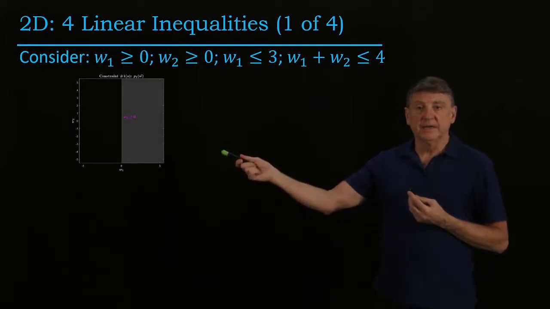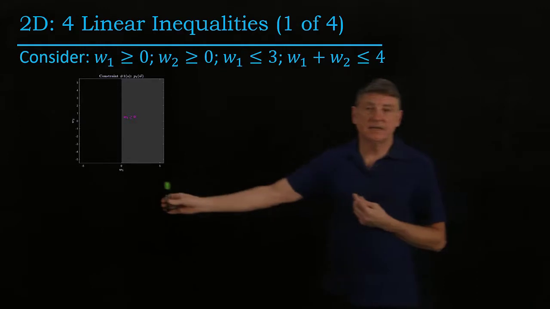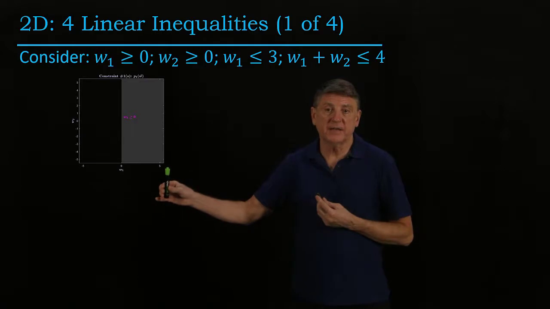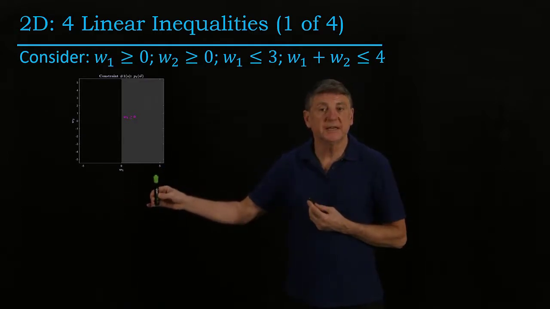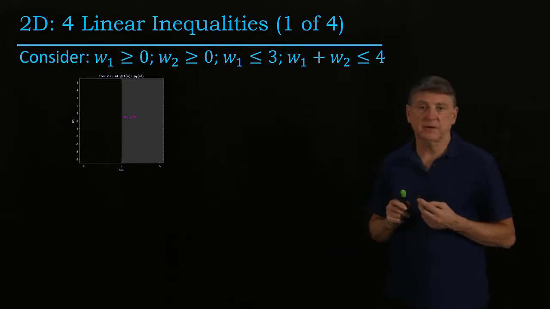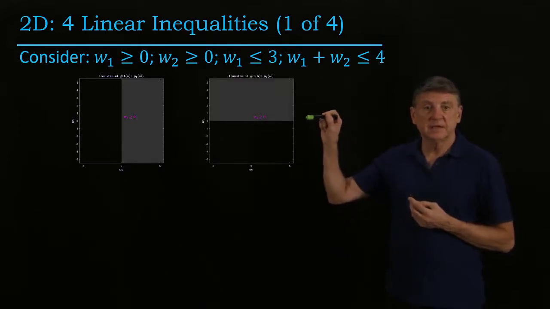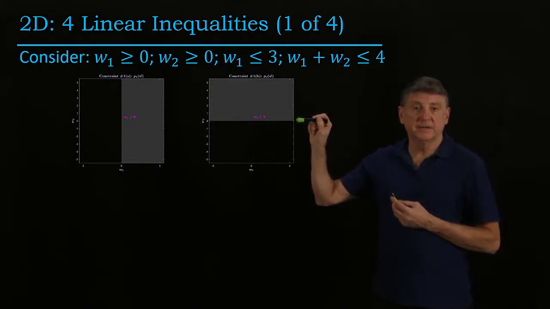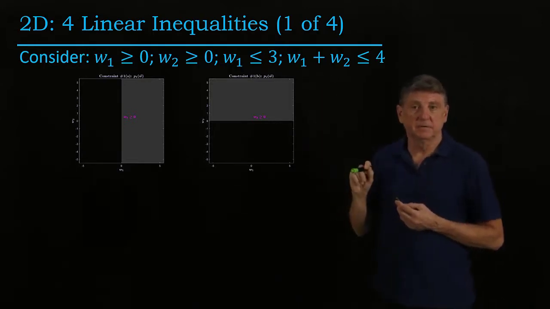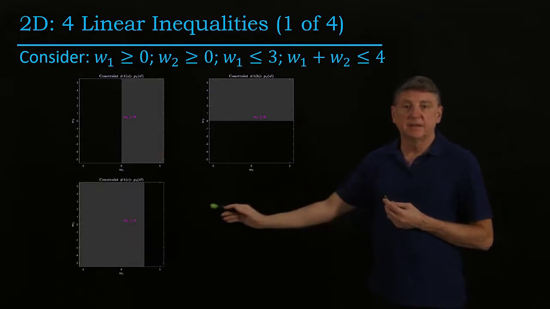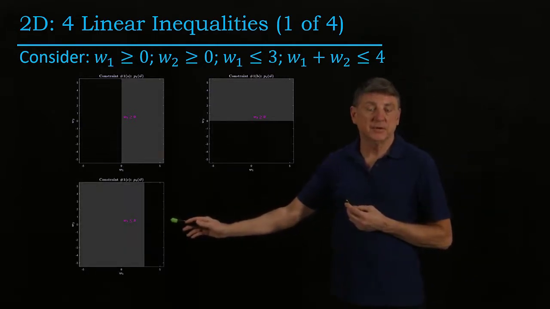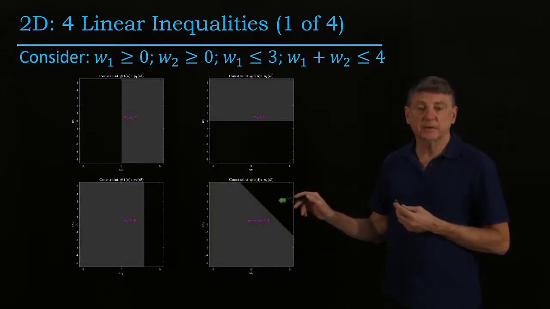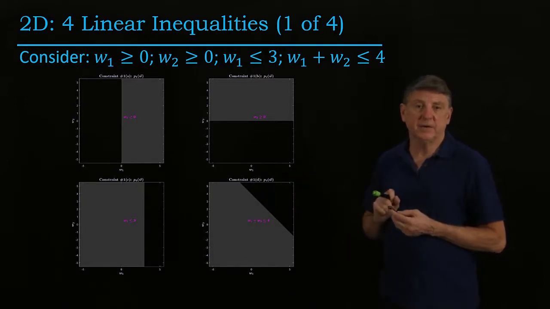So the first one is saying that the feasible set is the set of all vectors whose first entry is greater than or equal to 0. So this shaded portion indicates the feasible part of that constraint. The second constraint is saying that the second entry of the vector has to be non-negative. The third is saying that the first entry has to be less than or equal to 3, and the fourth constraint is that the sum of them has to be less than or equal to 4. So that's inside that shaded area.